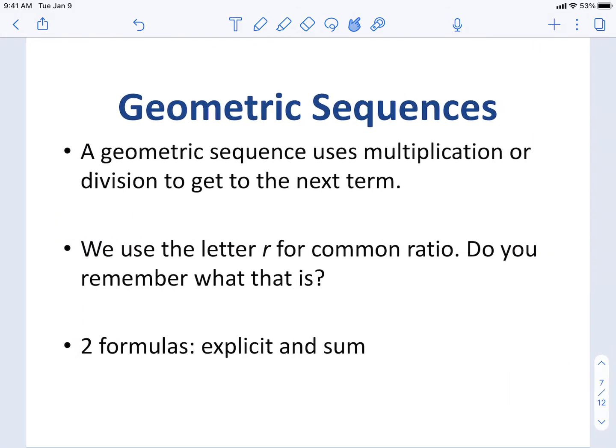All right, so our other type is geometric sequences. These are sequences that use multiplication or division to get to the next term. Now, instead of a common difference, it's a common ratio, and we use r to indicate the common ratio. And we again have two formulas, an explicit formula, which will be on the next slide, and then the sum or the series formula.